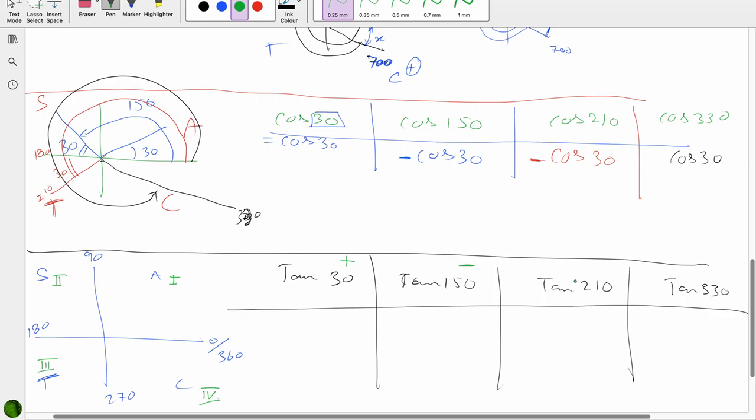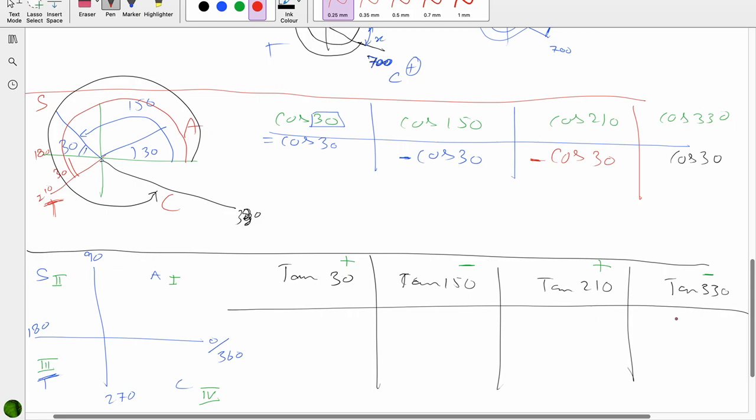Tan of 210, where does it lie? In the third, right. It will be positive because it lies in the third quadrant, and in the third tan is positive. Tan of 330, where does it lie? First, second, third, fourth. That would be negative. So we already know where each lies and what the sign would be.